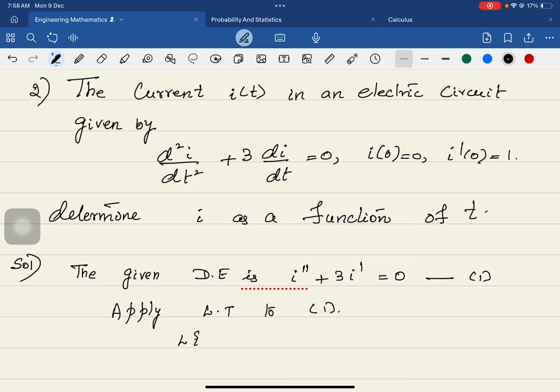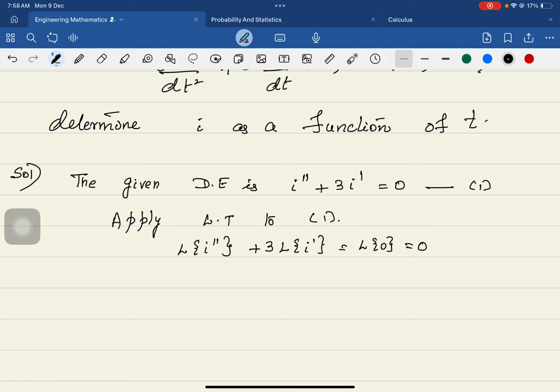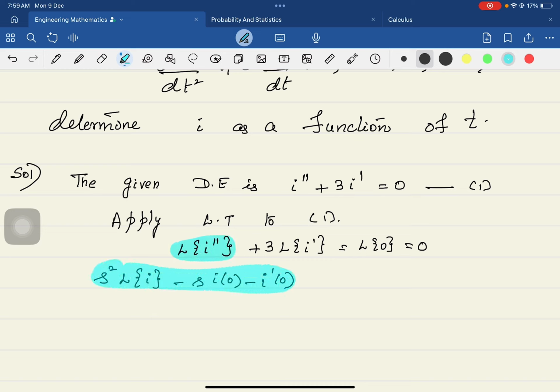Then what we get? L of I double dash plus 3 times L of I dash is equal to L of 0, which is equal to 0. Now, what is the formula for L of I double dash? Already we have done in the previous lecture about this formula. That is S square times L of I minus S times I of 0 minus I dash of 0. This is for L of I double dash, right?